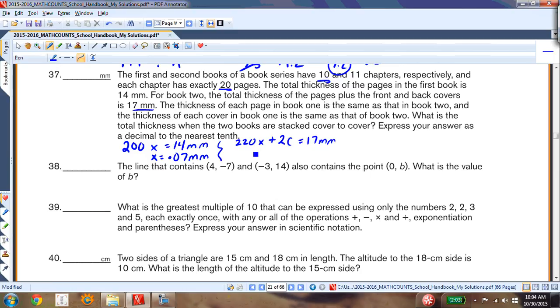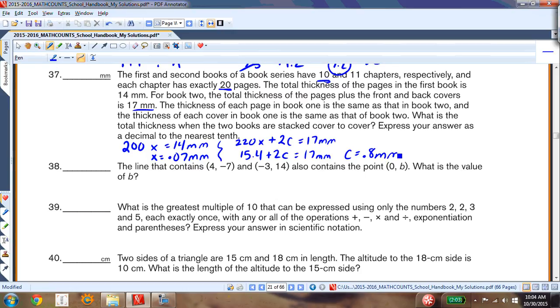I know X now, so I can solve this for C. 15.4 plus 2C equals 17 millimeters, and subtract 15.4 from both sides, divide by 2, and I get that the cover is 0.8 millimeters.